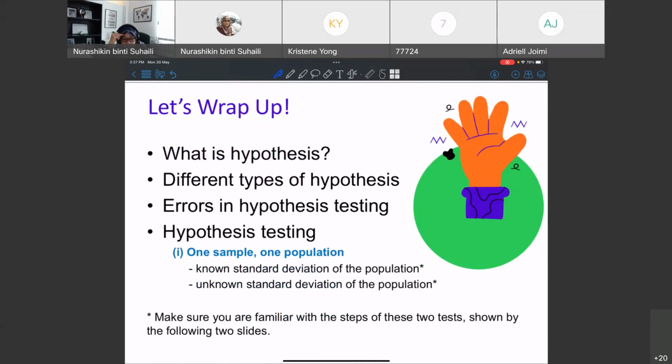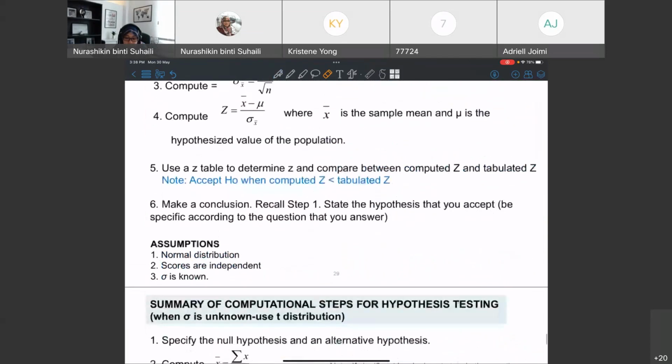First we talk about what is hypothesis, different types of hypothesis, alternative and null hypothesis, and then errors in hypothesis testing. And the main part is the hypothesis testing. Here we talk only about one sample. There are two situations: known standard deviation of the population, and unknown standard deviation of the population. Each of those has its own steps. This is just a summary.